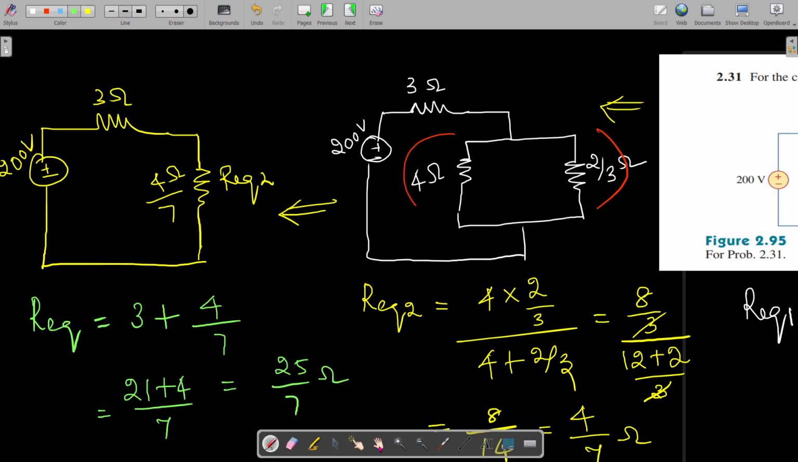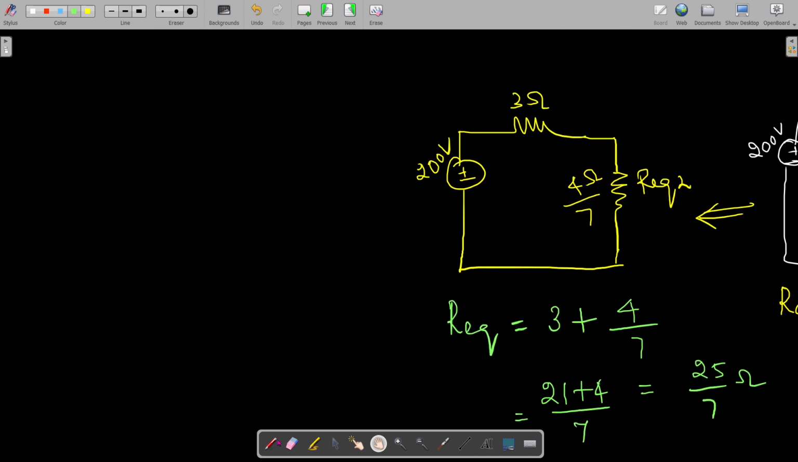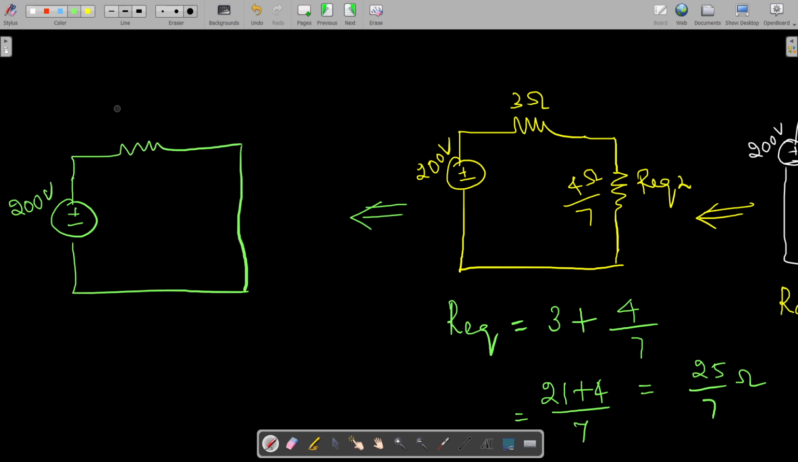So now this circuit can be again redrawn. It is 200 volts, that means it is 200 ohms. Then here you have this R equivalent. So what is the R equivalent value here? It is equal to 25 by 7 ohms. So the first step is over, isn't it? We have found out the R equivalent for the circuit as 25 by 7 ohms.